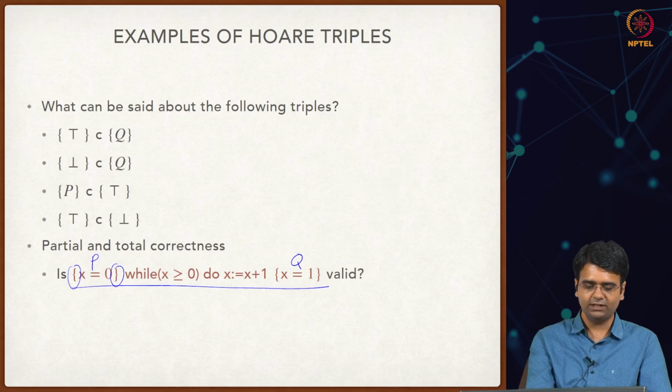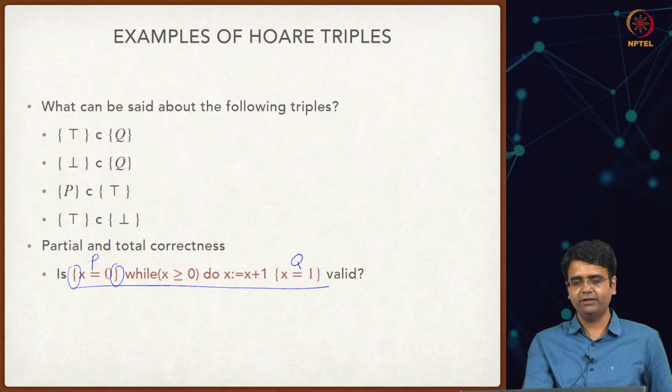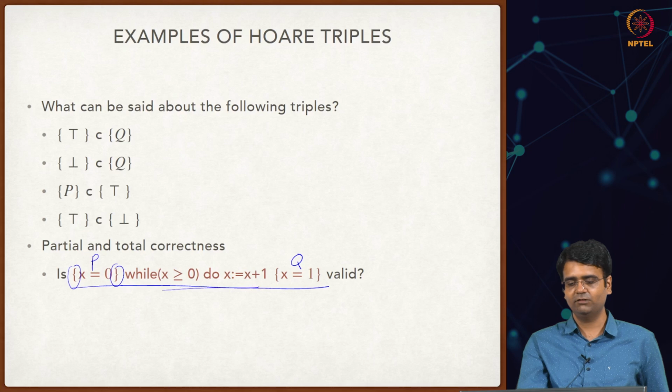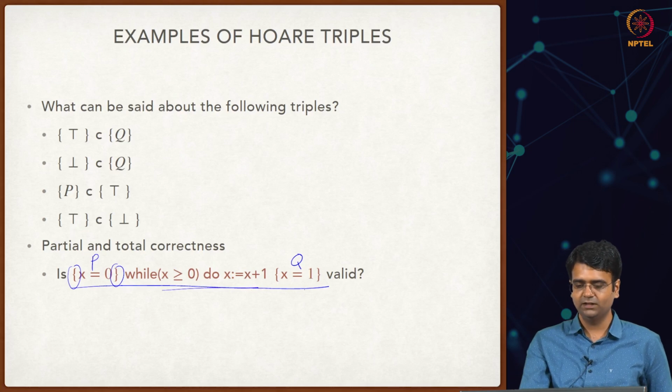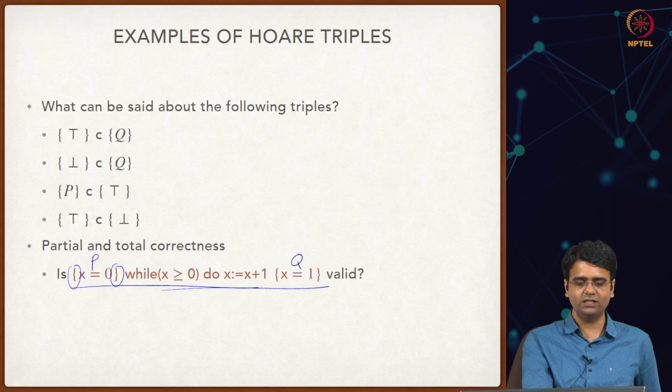So, what is this particular Hoare triple saying? It is saying that if you start in a state where the value of x is 0 and you execute this particular program, which is just a while loop, if you terminate, you should terminate in a state which satisfies the postcondition, which is x equal to 1. In fact, this Hoare triple is actually valid, because if you start in a state where x is equal to 0, then this while loop will never terminate, because it just keeps on incrementing the value of x in every iteration. So, x will always be greater than or equal to 0, and therefore, there are no terminating executions. All executions are non-terminating beginning from a state where x equal to 0, and that is why you do not need to check the postcondition at all.